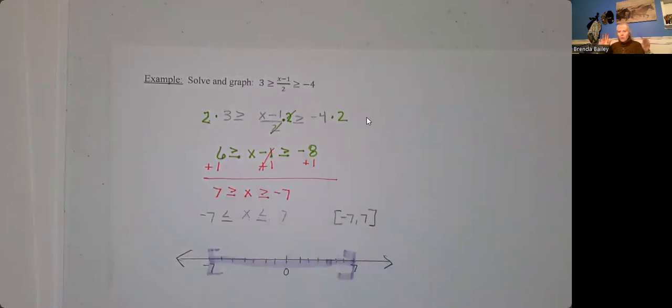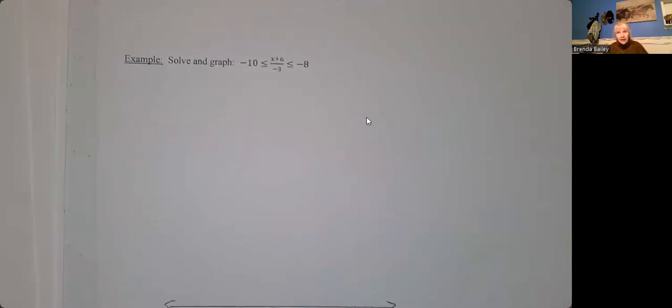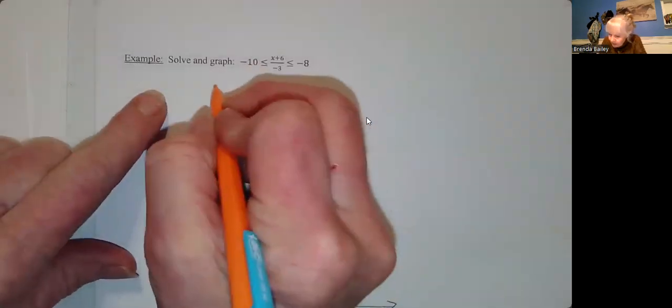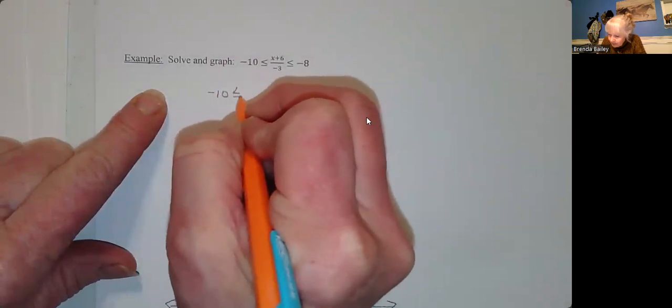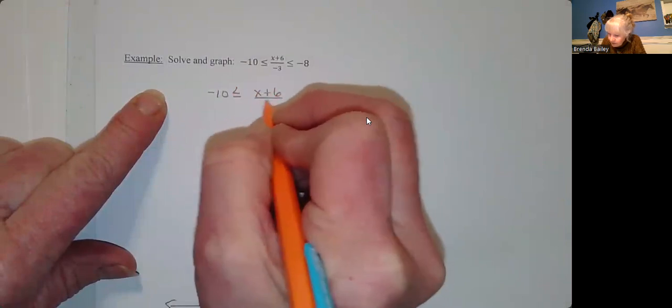Let's look at our last one. Wow, this is awesome. Our last one. It's got some tricky parts to it. I'm going to copy it. I'll just copy it down here. I think I'll have enough room. Negative 10 less than or equal to. I'm just going to give myself a little bit more room to show you what to do.